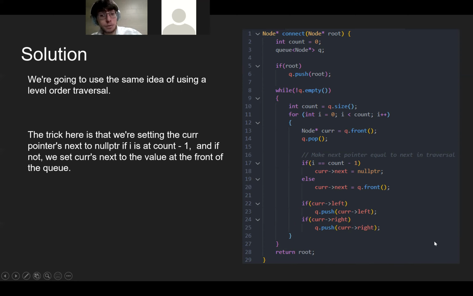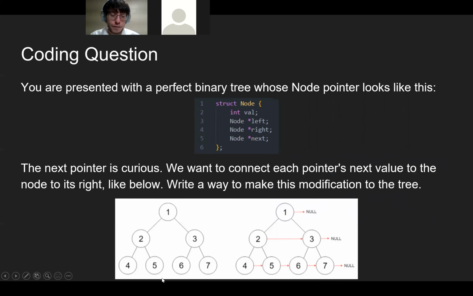But first, you also check if it's the last thing in the level. So if i equals count minus 1, so if it's the last thing in the whole level, then you set its next to the null pointer, right? Because this next pointer should be null if it's the last thing. However, if it's not the last thing, then we can just take the next thing from the queue and make that our next. So going back here, if we're at 5, for example, we can just take the next thing from our queue. Well, 6 is the next thing in the queue. So 5's next, we're going to point to 6, right? 5 to 6. And that's it.